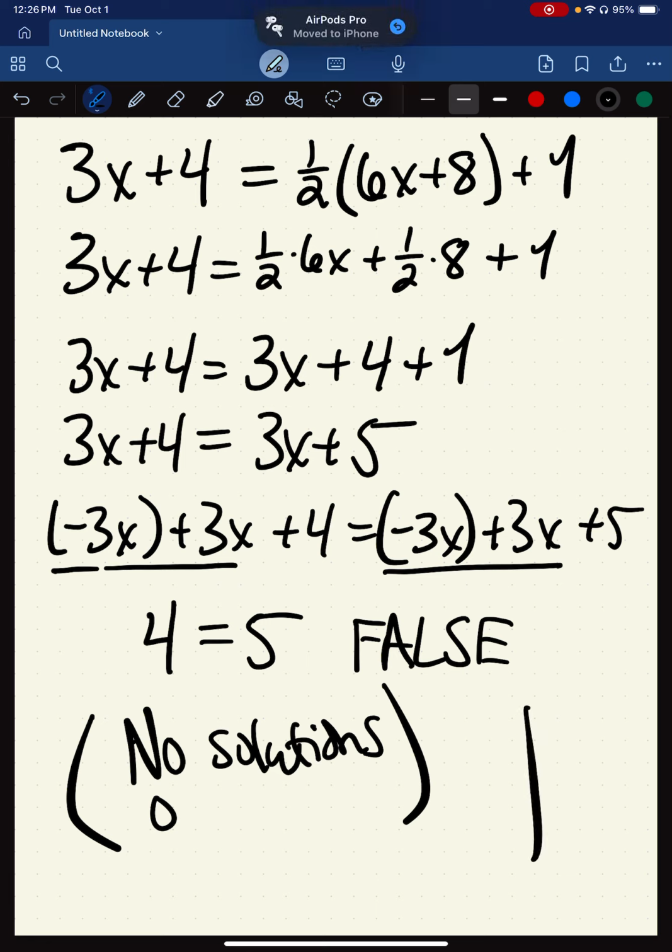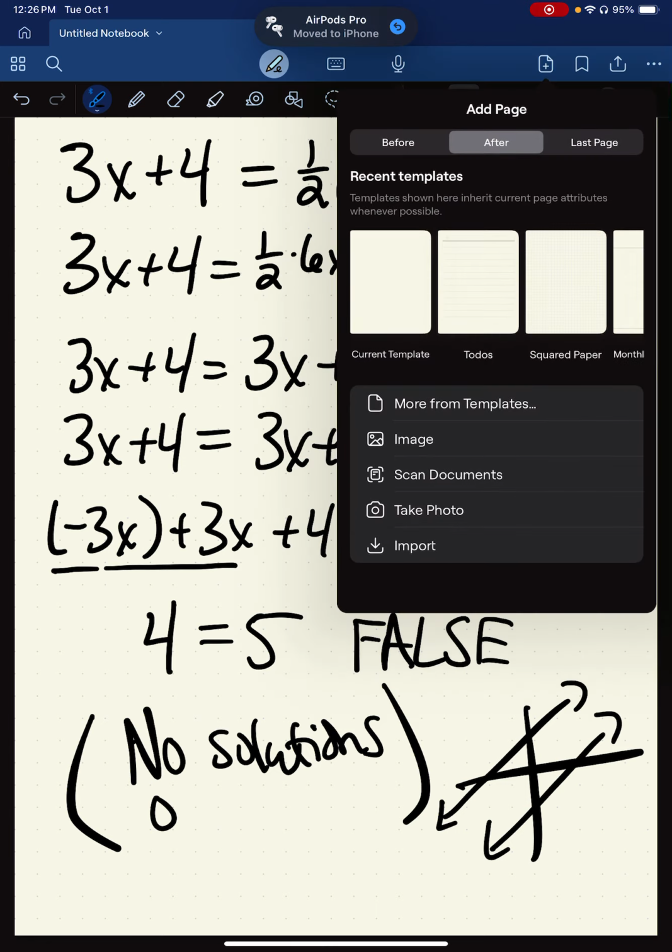And what this corresponds to is the case where we have parallel lines. And you can see they don't cross anywhere. So whenever we're trying to solve for a crossing, it's going to end up being false because they never cross.